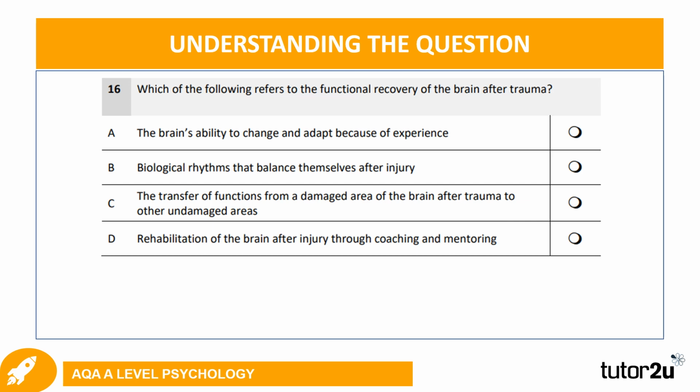Okay, nearly there now. So question number 16. Which of the following refers to the functional recovery of the brain after trauma? A, the brain's ability to change and adapt because of experience. B, biological rhythms that balance themselves after injury. C, the transfer of functions from a damaged area of the brain after trauma to other undamaged areas. Or D, rehabilitation of the brain after injury through coaching and mentoring. So it's just one answer we need for this one.